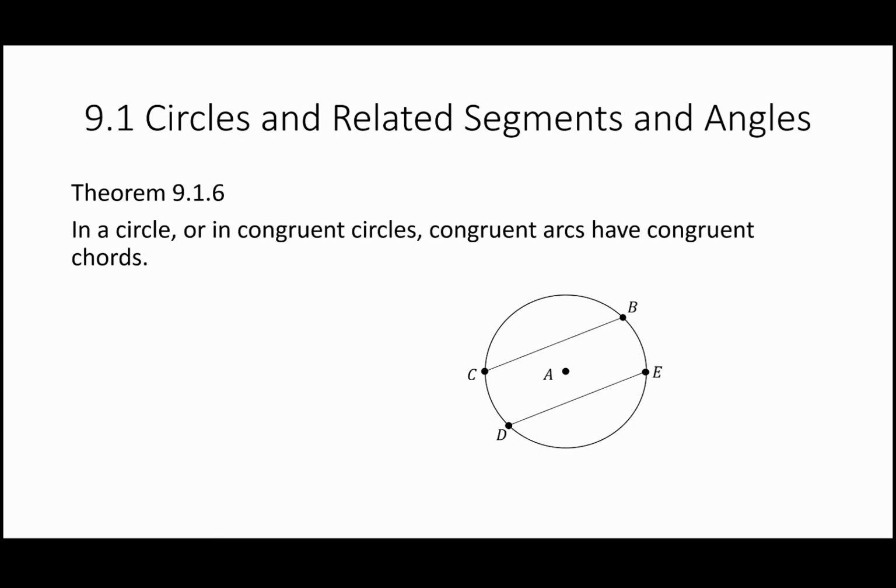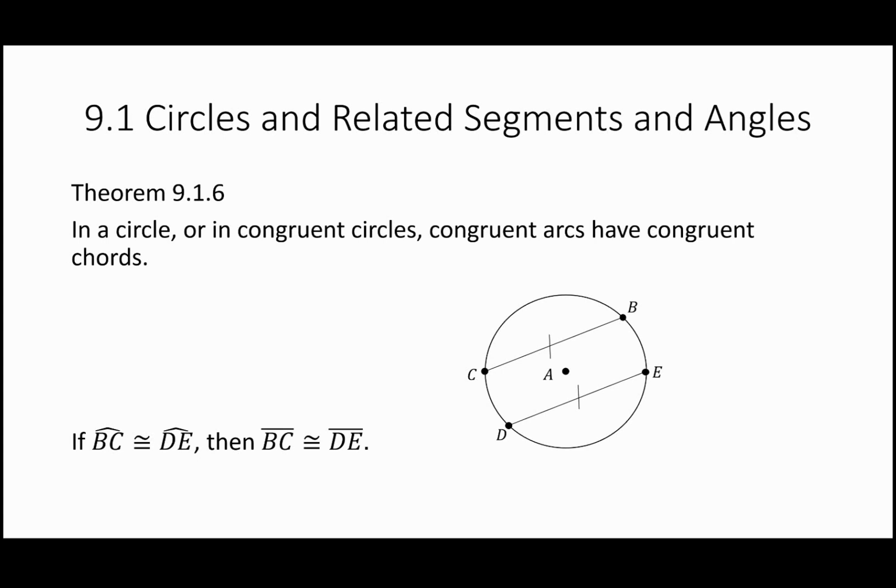Now, let's say that we had congruent arcs, and then let's say, for the sake of argument, they were arcs BC and DE. If they're congruent within a circle, then the chords that make their endpoints have to also be congruent as well. The converse of the previous theorem.